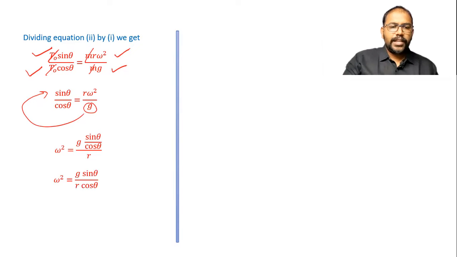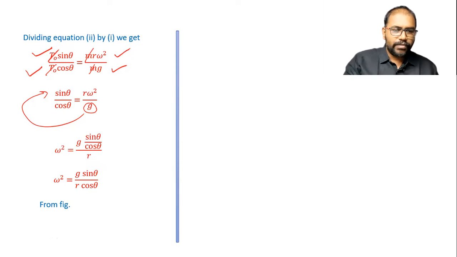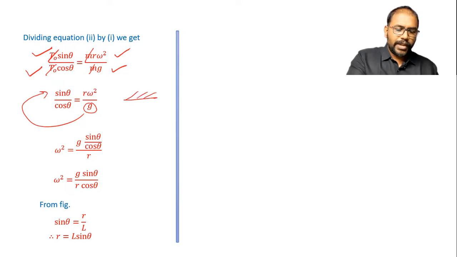Now we can write omega also by using that. So omega is equal to under root, you can see here, I have written g by r, then this is omega square. From the figure, we can write sine theta is equal to R by L. So you know that this is the type of diagram. This is theta. Sine of theta means opposite side, which is R, divided by hypotenuse. Hypotenuse is the length of the string, so it is L.